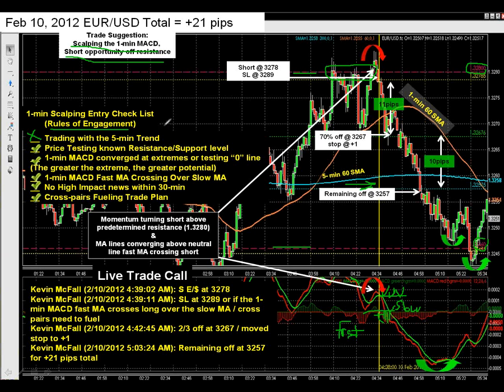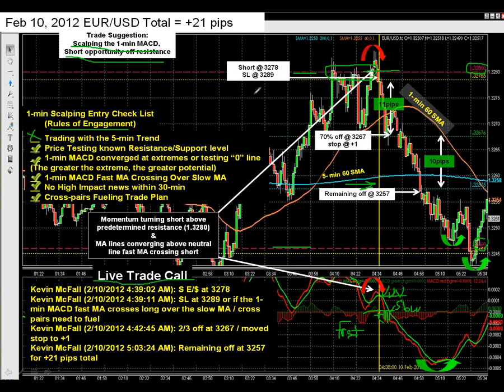And then we have divergence as we're testing resistance. That's critical, because the divergence to the short side tells us that we have sellers coming into the market here. We know we have firm resistance up here. Price came over, and so we're catching the sell as price is selling off on the euro dollar. So, meeting our rules of engagement, we get into this trade, and you'll notice this is a live trade call that we took.